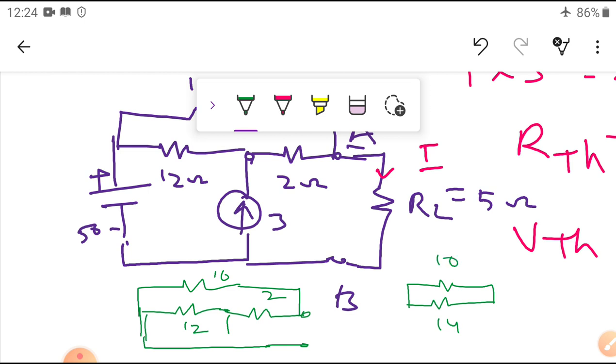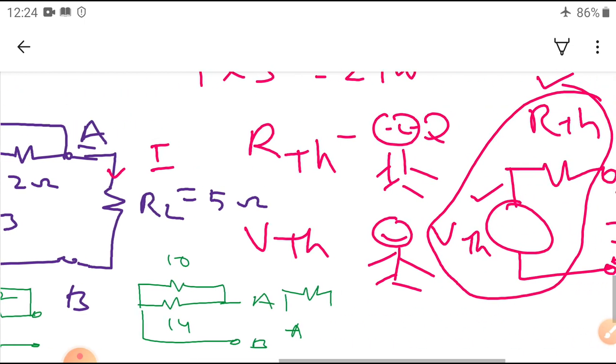Okay. Now we are going to this is the B terminal. This is the A terminal. Now what happens? 10 into 4 by 10 plus 4. So what is the value? So we are going to get the equivalent circuit, that is equal to simply A and B. So what is the value? So 14. So we are going to get it.